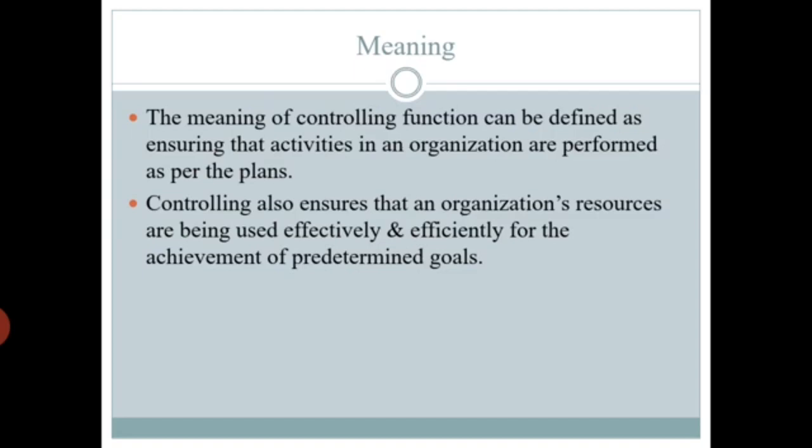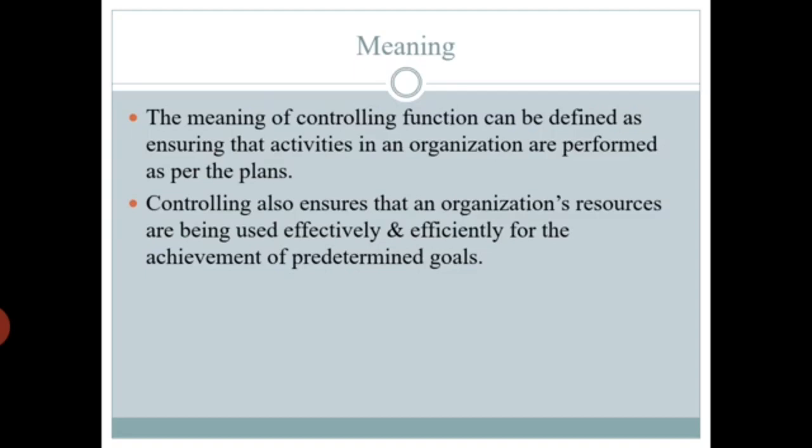If there is any deviation, then surely you need to be alert and perform something corrective which will bridge the gap between actual and standard. Whatsoever you do to bridge the gap between actual and standard is included in controlling. So controlling also ensures that an organization's resources are being used effectively and efficiently for the achievement of predetermined goals. Predetermined means well in advance, all those goals and targets which are well defined in advance.